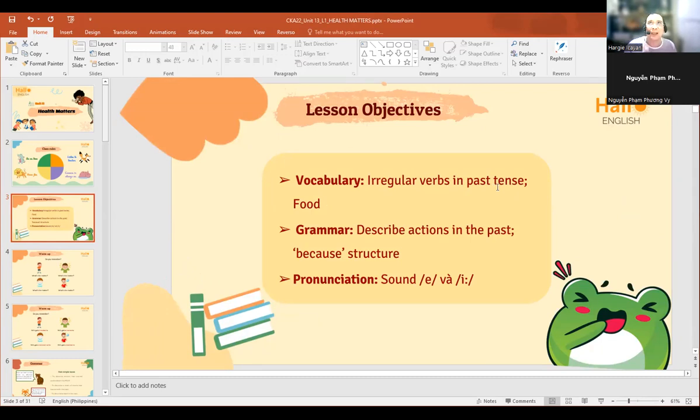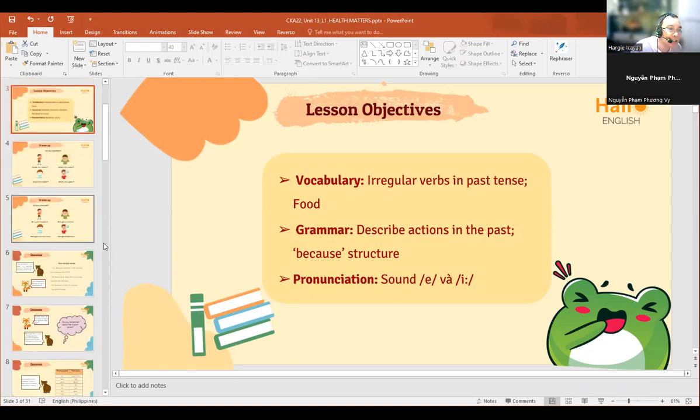When we are talking about irregular verbs, we change the spelling. We change the base form of the verb to its past tense irregularly, which means we need to change the spelling. And for the grammar, we describe actions in the past, and for the pronunciation, the sounds of these.